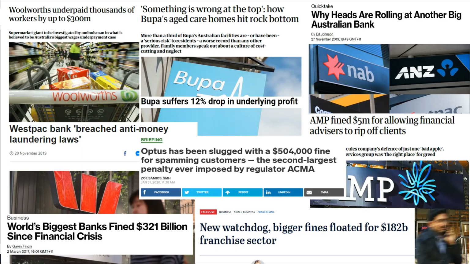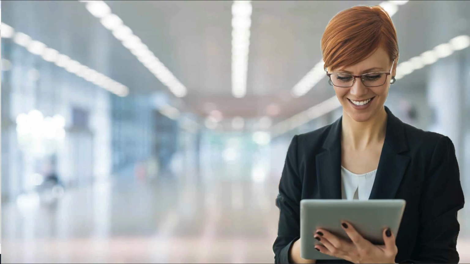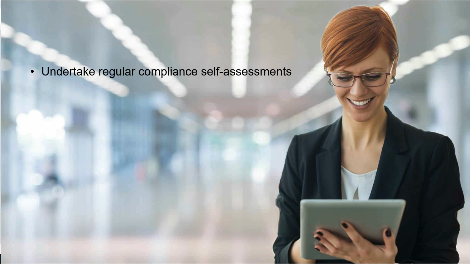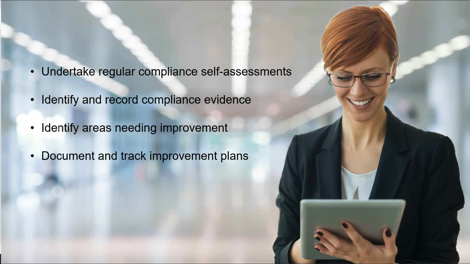One way organisations can mitigate their compliance risks is to carry out regular self-assessments on their systems, processes, and external suppliers. They also need to identify and record evidence supporting their compliance performance and document what actions they are taking to address areas of non-compliance, including timeframes.